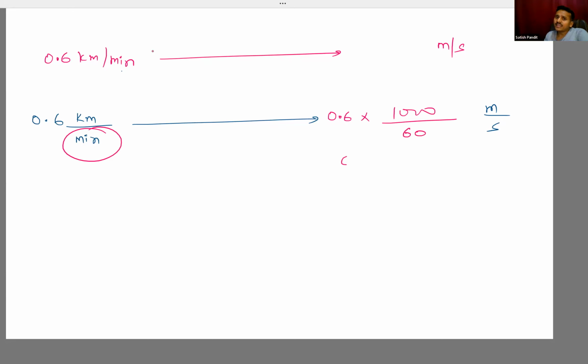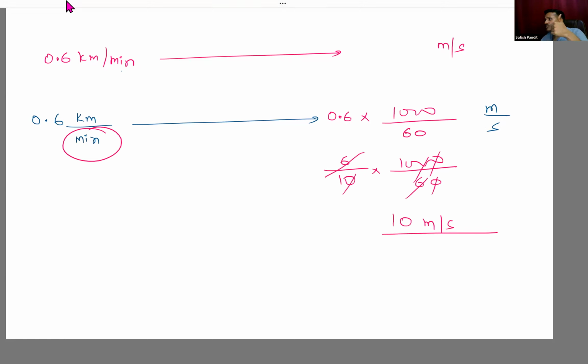Now 0.6 can I write as 6 by 10? Yes or no? And 1000 by 60. One 0 gets cancelled, another 0 gets cancelled here, 6 gets cancelled here. We are left with 10 only, right? So the answer is 10 meter per second. Clear or not clear? Understood or not? It's actually only calculation you have to do properly. That's all.